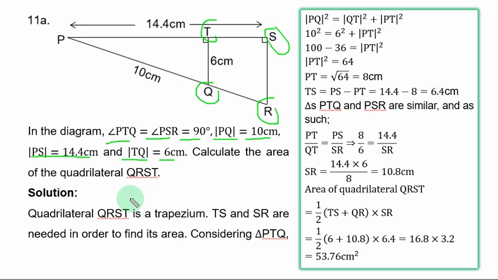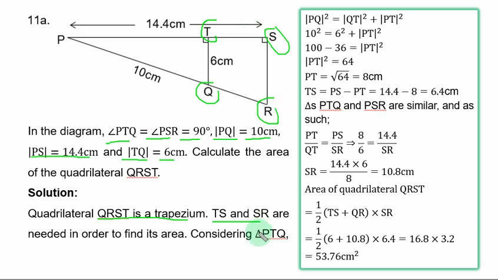Solution: quadrilateral QRST is a trapezium. Now you have SR and TQ as the parallel sides. Now TS and SR are needed in order to find the area. Because you know one parallel side, this is the second parallel side. TS becomes the height which is needed.